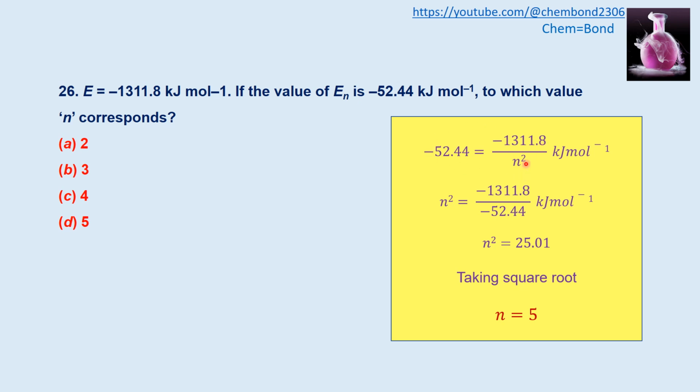Rearranging this formula, because we are finding the n value, n square will be equal to, putting the minus 52.44 over there, 25.01. This 25.01 is the value of n square. Now we will take the square root. By taking the square root, we get n equal to 5. This means that the energy corresponds to the fifth orbit.